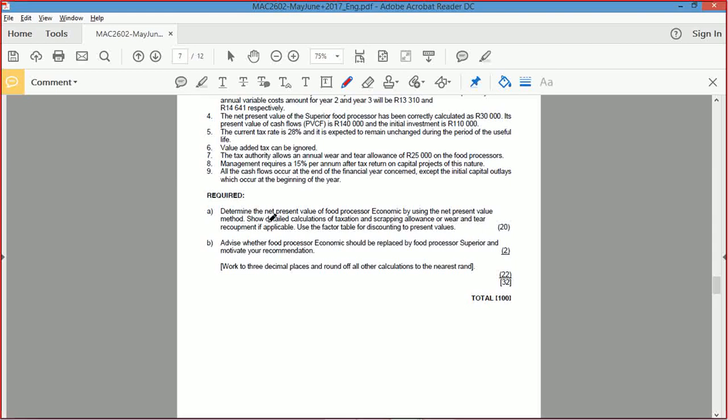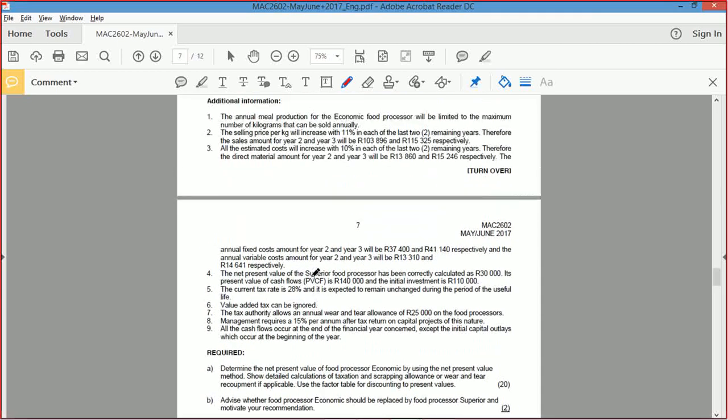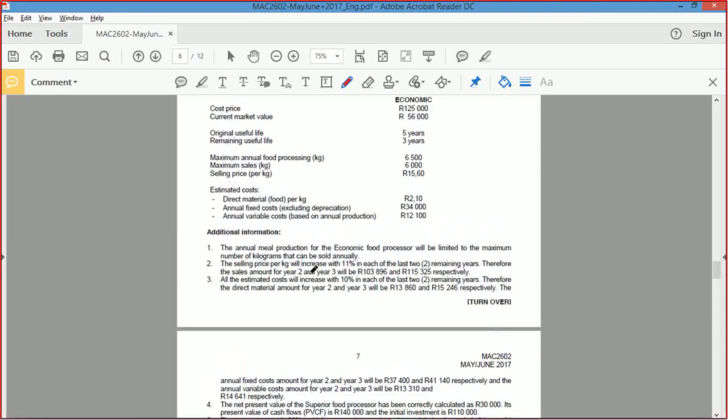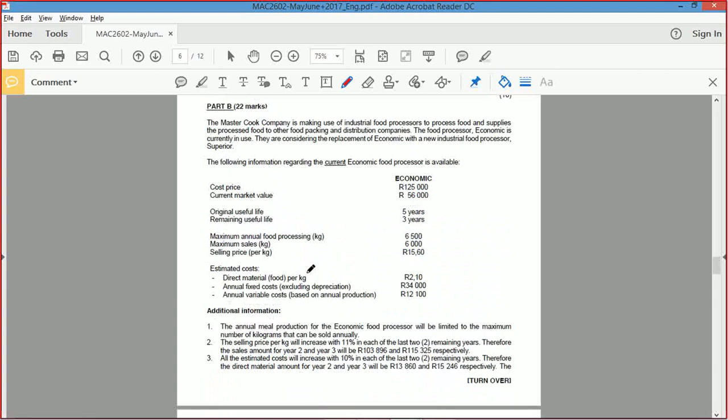So there I need cash flows. I need initial investment, OCF, terminal value. This is a capital budgeting question. Then B, advise whether food processor economic should be replaced by food processor superior and motivate your recommendation. That's obviously the decision making after you've done the NPV calculation. Nice question.